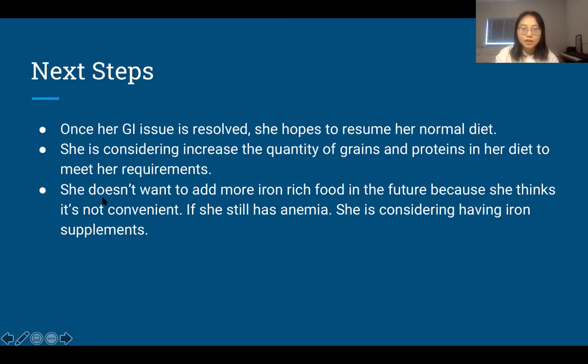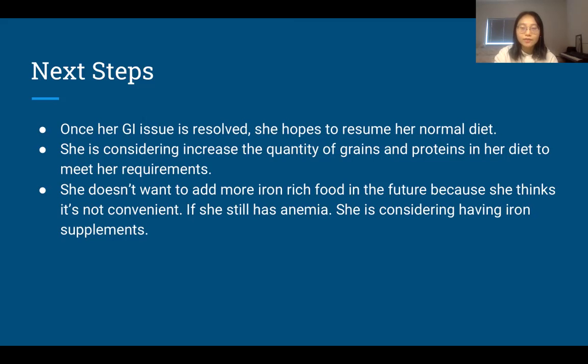We discussed the next steps at the end of our conversation, and the client indicated that once her GI issue is fully resolved, she hopes to resume her normal diet. She is considering increasing the quantity of grains and protein in her diet to meet her macronutrient requirements. However, she said if she is continuously diagnosed with anemia, she doesn't really want to add more iron-rich food to her diet in the future because she thinks it's not convenient for her. She is considering having iron supplements instead. So that's the end of this assignment.